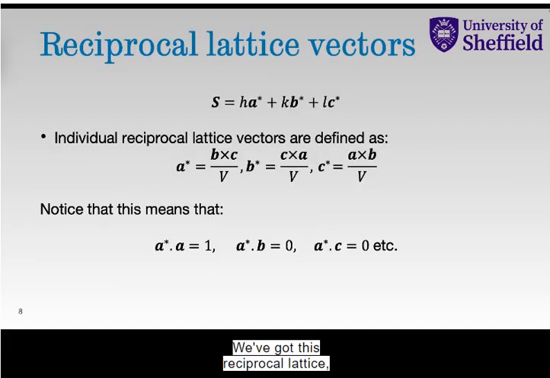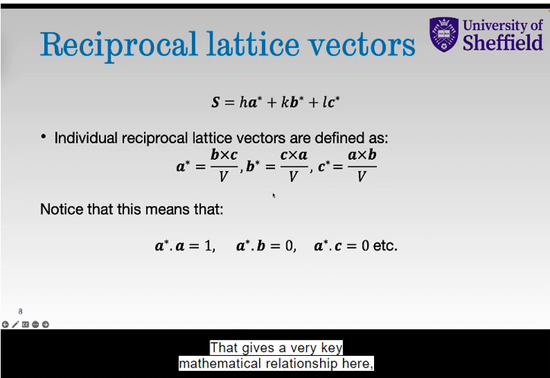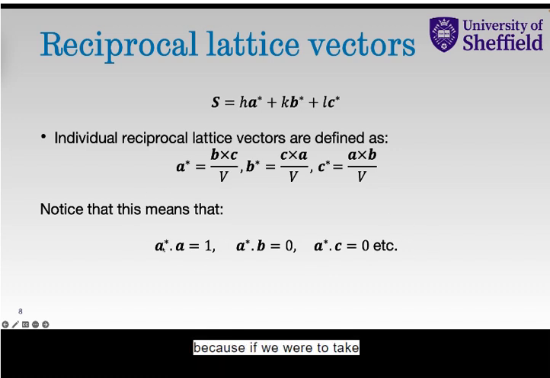So we've got this reciprocal lattice, and we've got these reciprocal lattice vectors, as I called them, A star, B star, and C star, and it turns out we can relate those to the real space lattice vectors as A star is equal to B cross C divided by V, which is the volume of the unit cell, and similarly B star and C star. And that gives a very key mathematical relationship, because if we take A star and do the dot product of that with A, we just end up with 1. If we do A star and dot it with either B or C, we're just going to get 0.